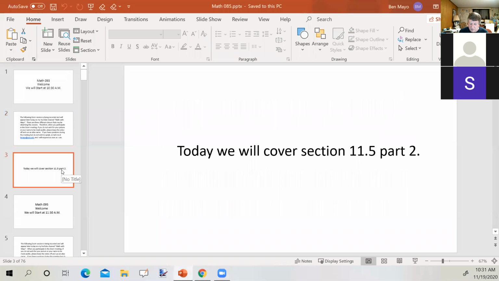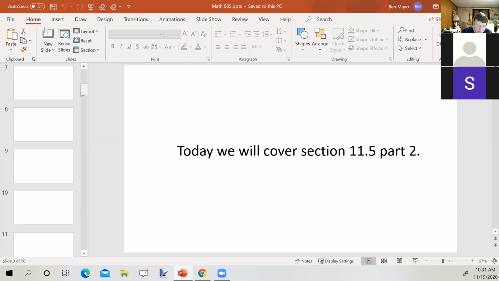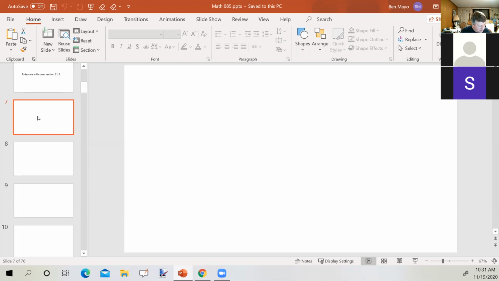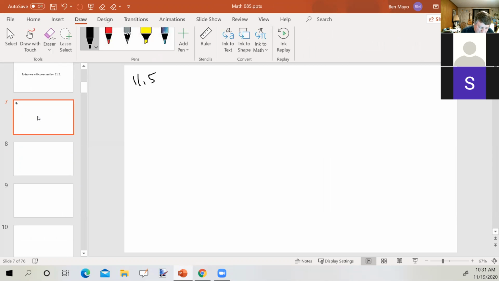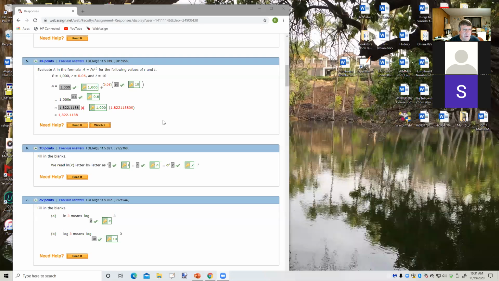So, today we're going to finish up section 11.5 eventually, but first of all, we've got some questions. So let's get started. This is from 11.5 part 1, and this is number 5. And I want to change the screens here. And this particular question, can you see the WebAssign screen now? Somebody tell me, yes? Yes.